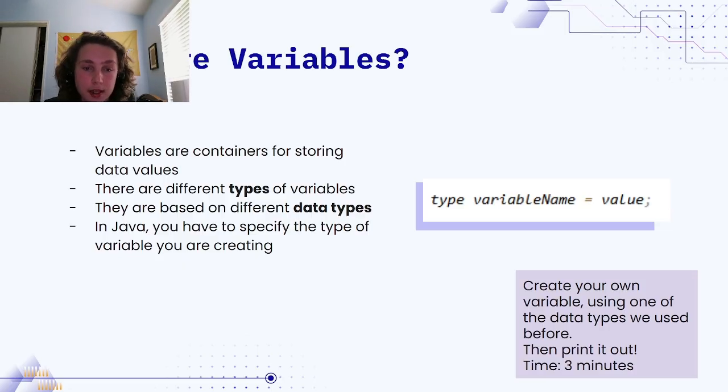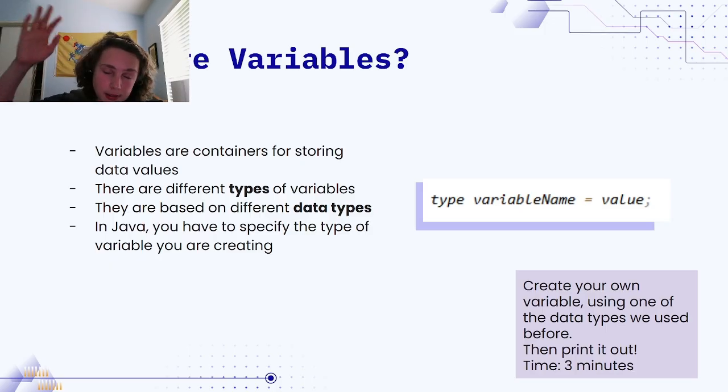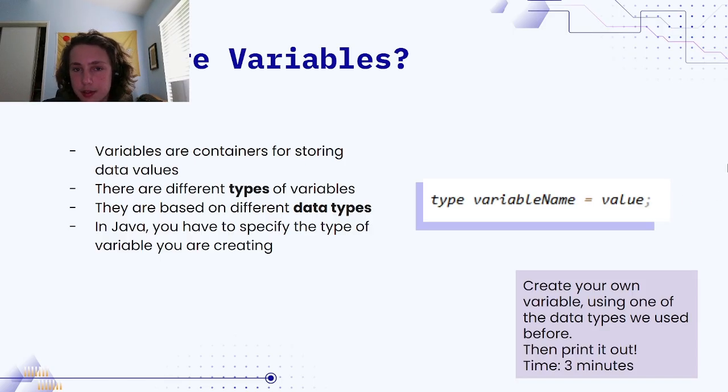But variables are containers for storing data values, and there are many different types of variables, and they are based on different data types. And in Java, you have to specify the type of variable you are creating before you do it, which is different from languages like Python, which are higher level languages in that they abstract away more of the signatures and programming language syntax that C-based languages have, like Java, such as the data types.